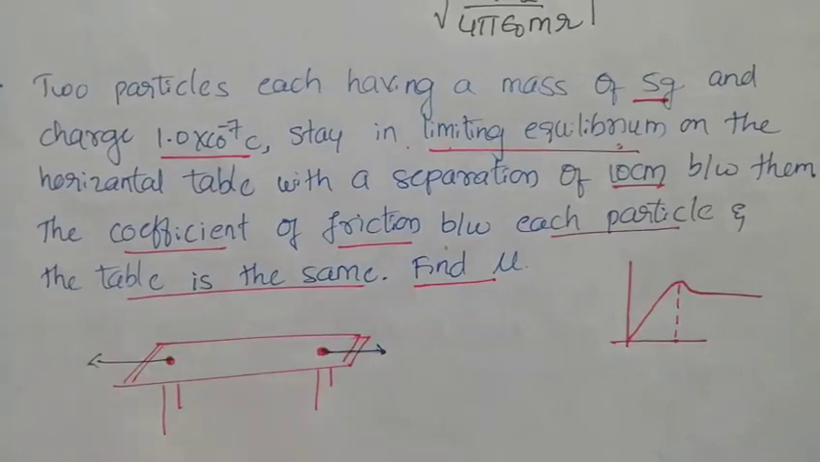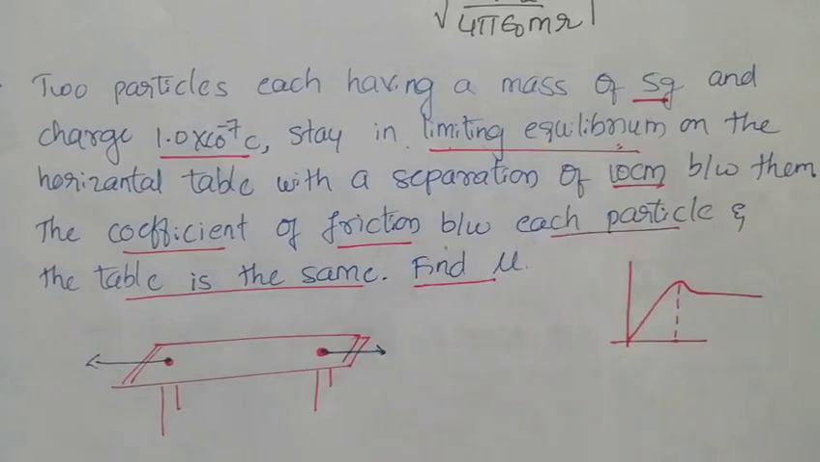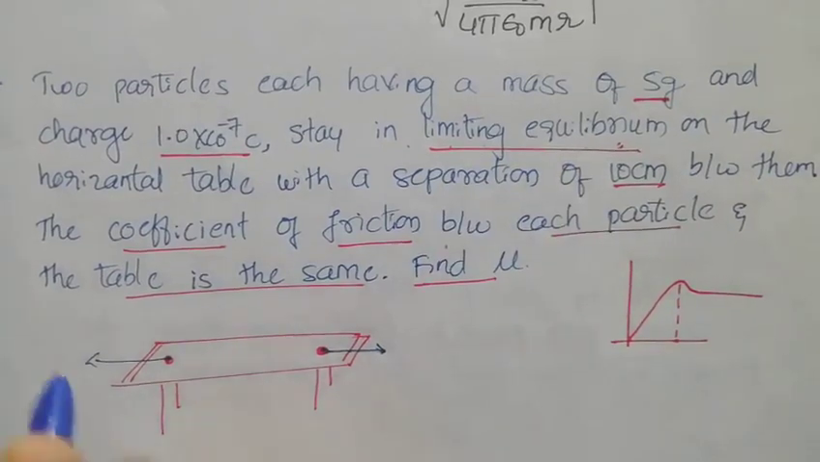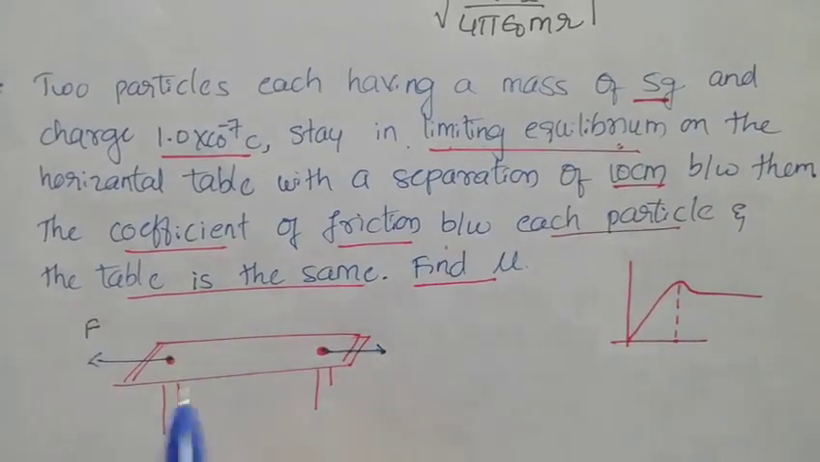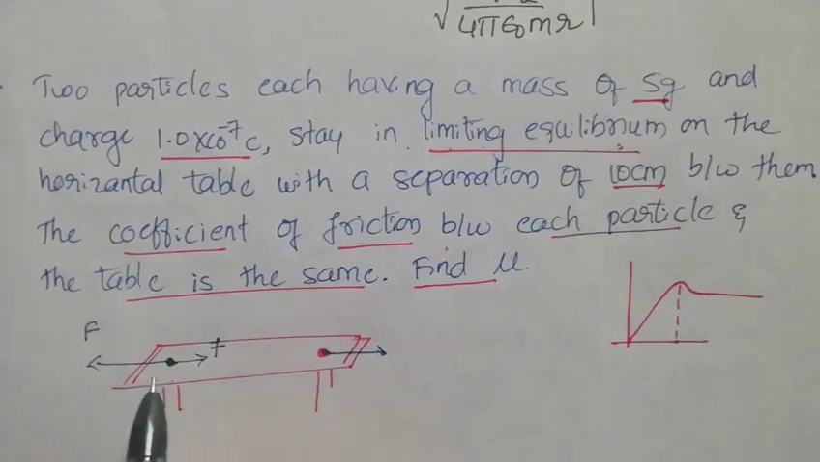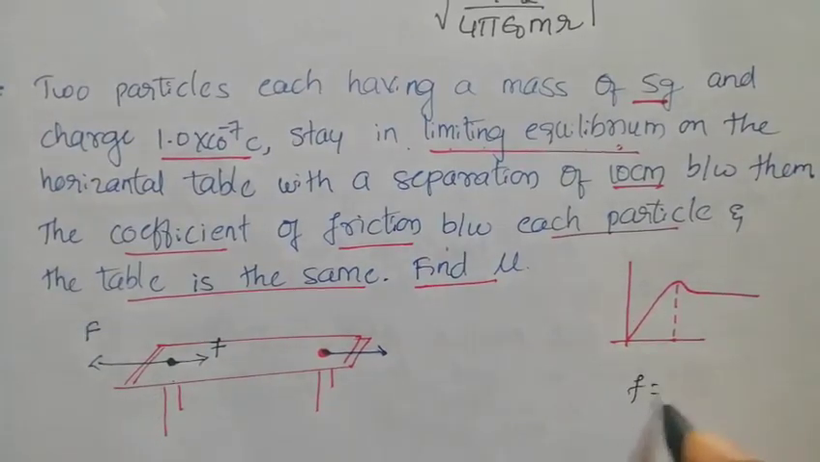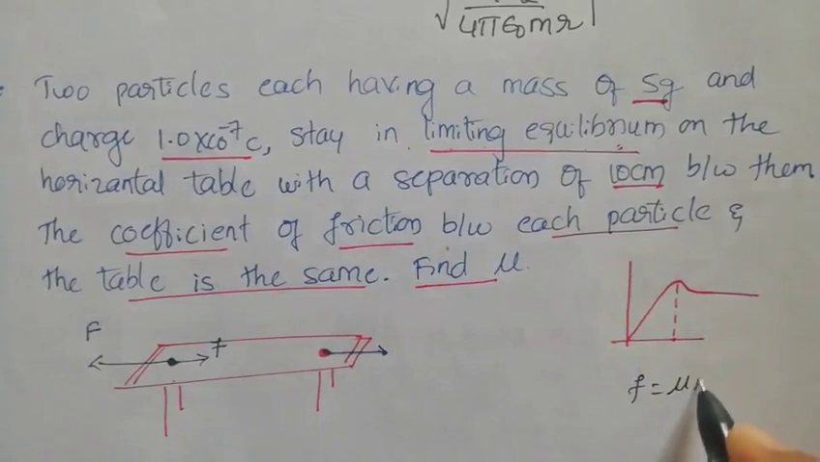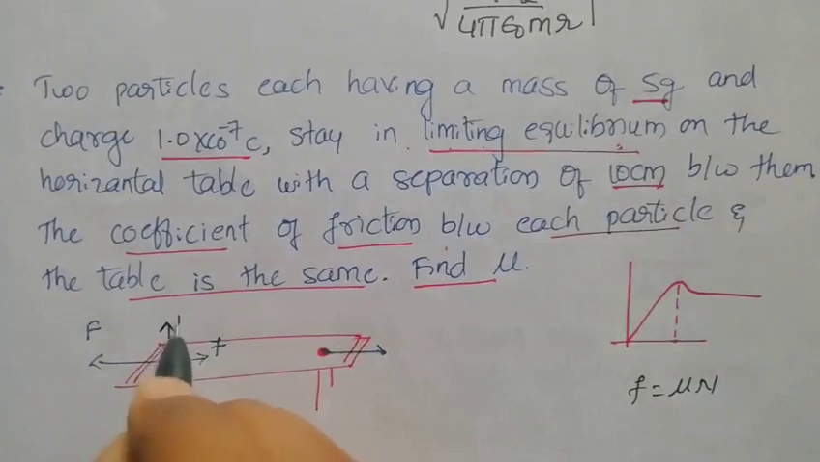Since it is in limiting equilibrium, there is one more force acting inward, the force between the charge and the table, in this direction. That is the force of friction, small f. The force of friction is given by the formula mu into normal reaction, where N is the normal reaction on the table.